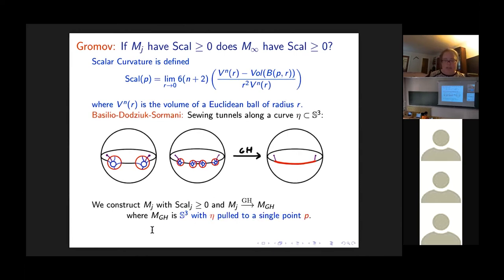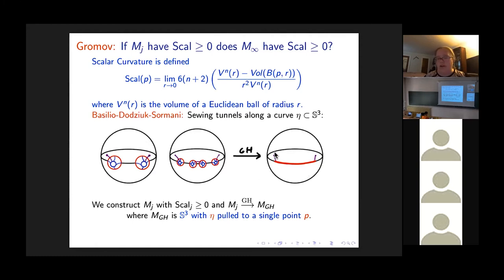So this is just explanation. This thread eta is pulled to a single point. It's identified with a single point. So this is S3 modulo this equivalence that this entire thread eta is a single point P in the limit space. Now, when you do this, you have a limit space here, and you want to check, is the scalar curvature actually non-negative? The scalar curvature was greater than 0 for this whole sequence.